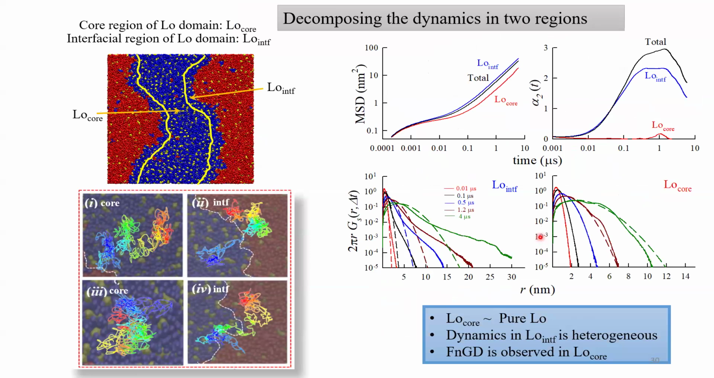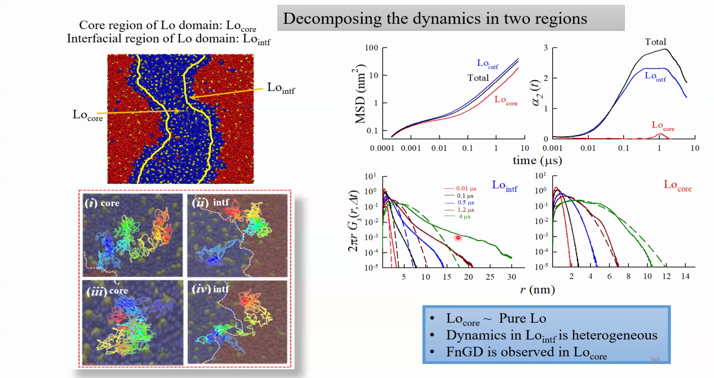So side by side, we have tried to zoom in or resolve more. We have seen that this is the blue liquid ordered region. If you can somehow separate the interfacial region and the core region and study the same thing, you can clearly see that in the core region there is no non-Gaussianity, or it is almost negligible. But in the interfacial region, the non-Gaussianity is very vibrant. Therefore we can say that this is not the characteristic of the yellow region, but of the interfacial region.